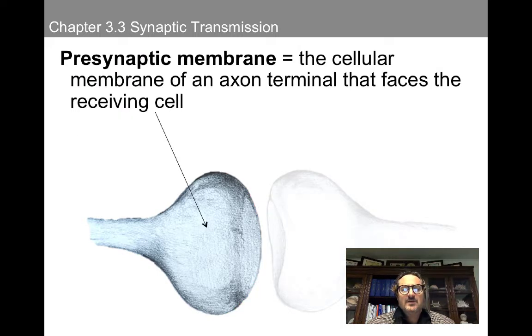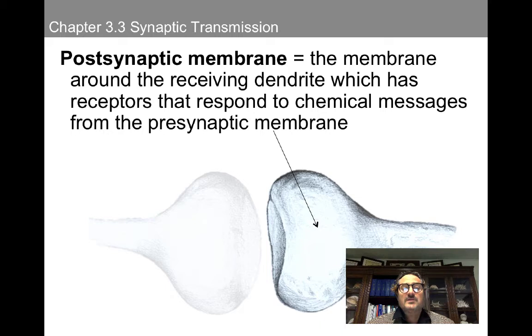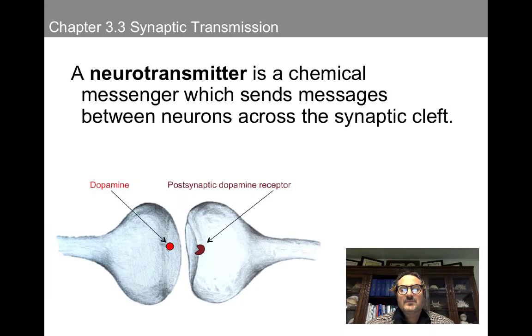The presynaptic membrane is the cellular membrane of the axon terminal that faces the receiving cell. But the postsynaptic membrane, on the right there, is the membrane around the receiving dendrite, which has receptors that respond to chemical messages from the presynaptic membrane. Now, a neurotransmitter, which is going to be one of the main topics of this discussion, is a chemical messenger which sends messages between neurons across the synaptic cleft.